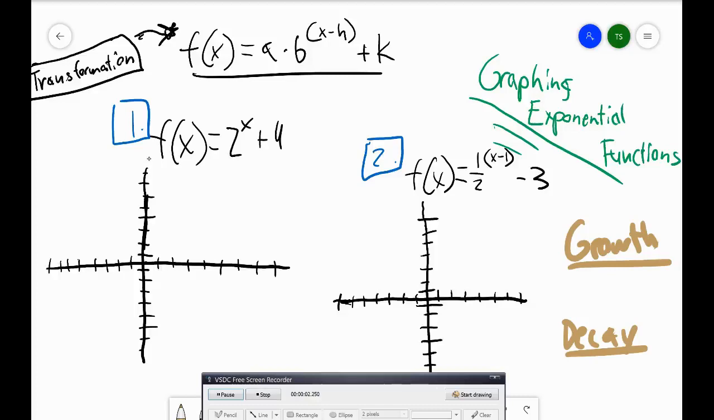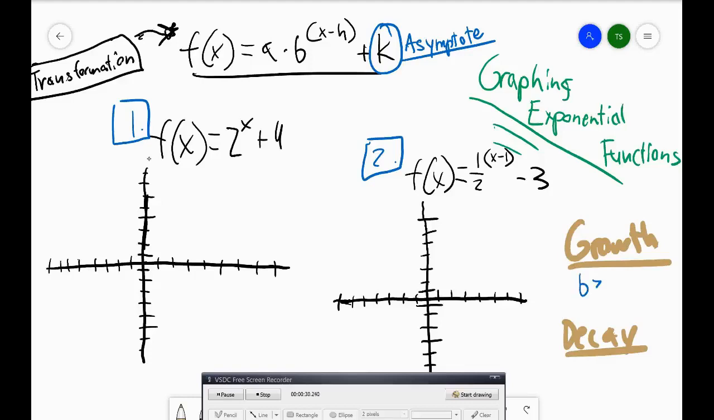Okay, so today I'm going to show you guys how to graph a couple exponential functions. Up top is the transformation equation. First thing we need to get out of the way is that k is the asymptote. That will become very important when you're graphing. And another thing we need to get out of the way is the growth and decay aspect of the equation.